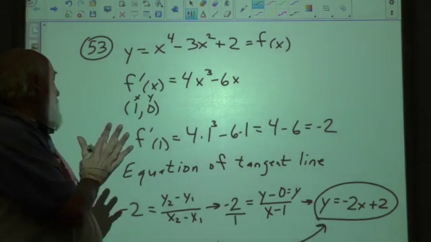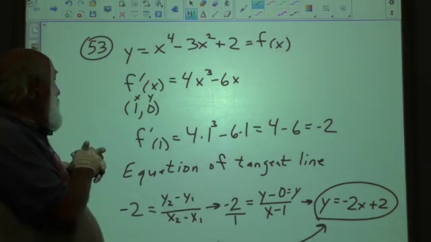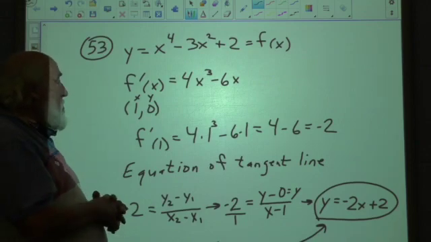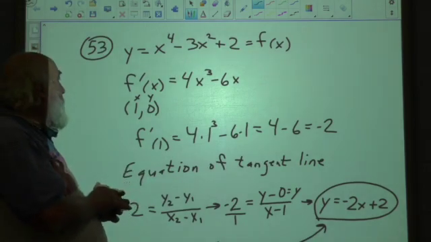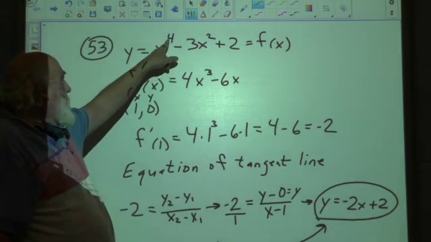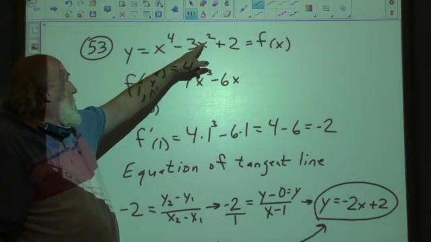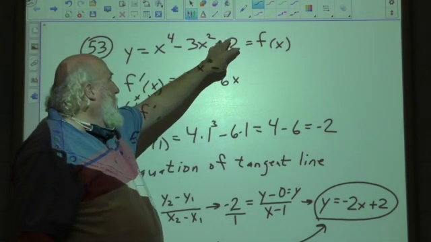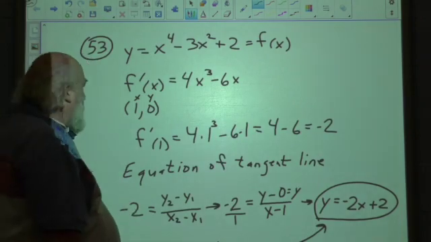This next one is dealing with trying to find the equation of a tangent line. It starts off exactly the same way. You go through and find the derivative for this. 4 times 1 is 4. 4 minus 1 is 3. 2 times negative 3 is negative 6. 2 minus 1 is 1. That's a constant that drops out.